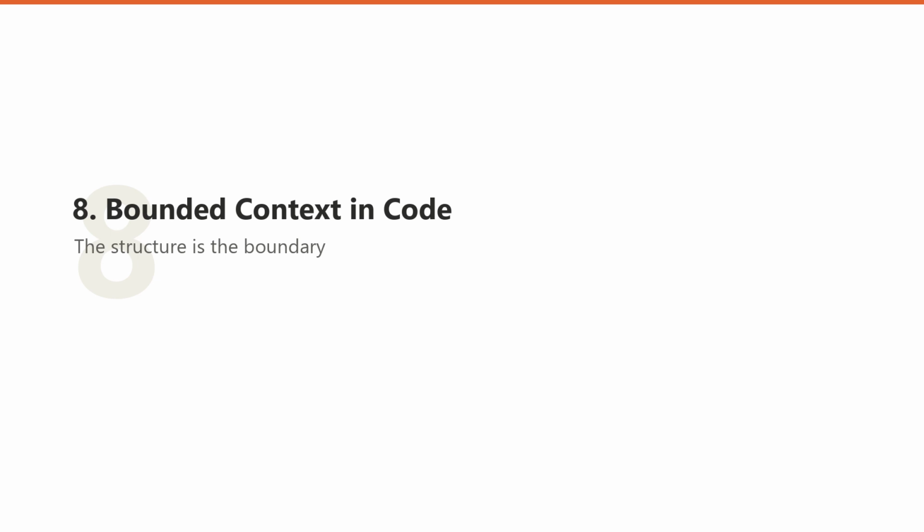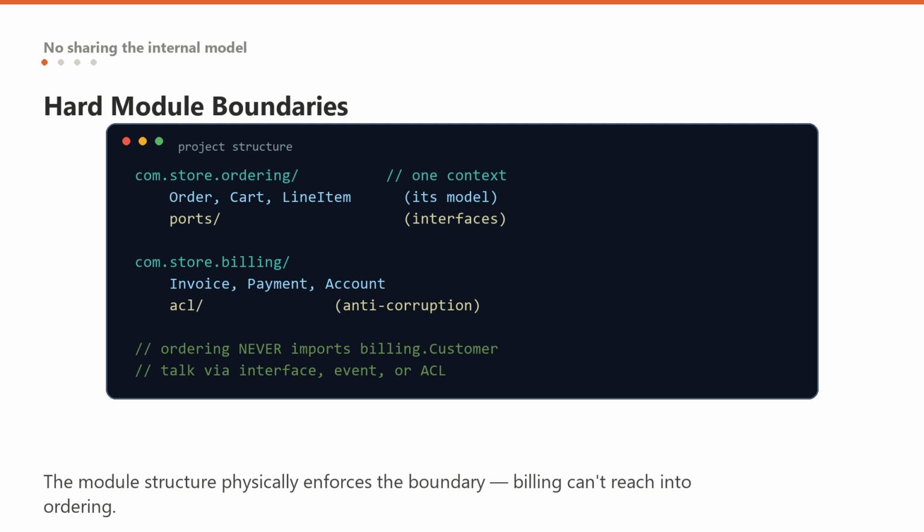Concept 8. What a bounded context looks like in code. In code, a bounded context shows up as a hard module boundary. Each context gets its own package or module, its own model classes, and, ideally, its own database schema. Crucially, there's no sharing of the internal model across the boundary. If ordering needs customer data, it doesn't import the billing customer class. It talks through a well-defined interface, an event, or an anti-corruption layer. The compiler and the module structure enforce the boundary, so a change inside billing physically cannot reach into ordering. The structure is the boundary.